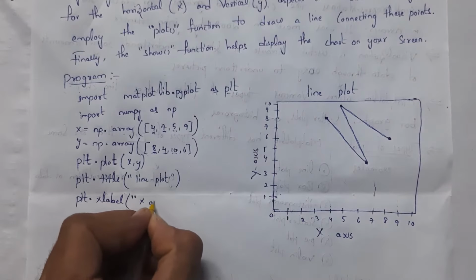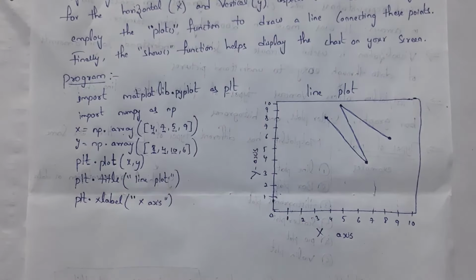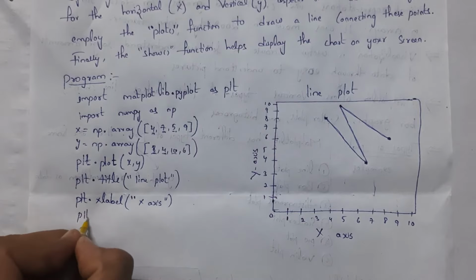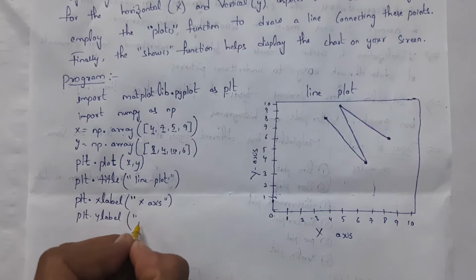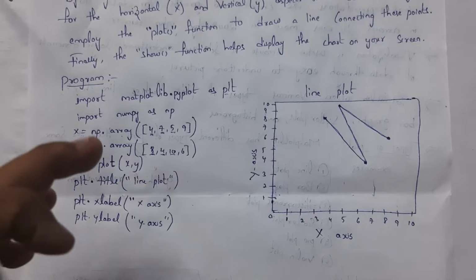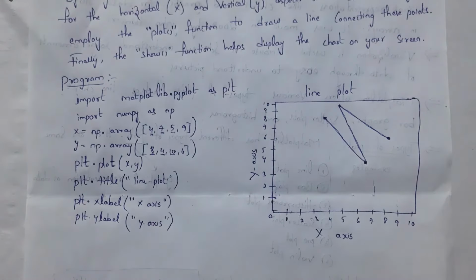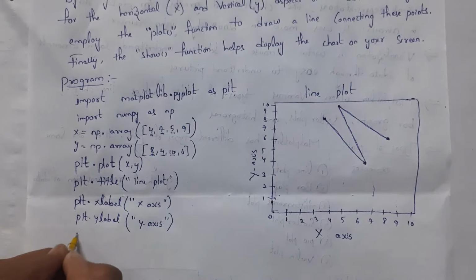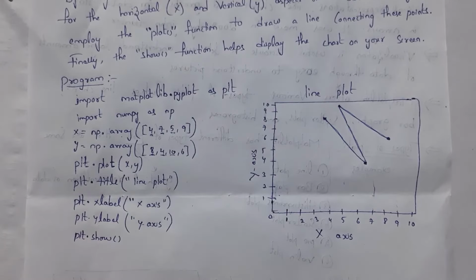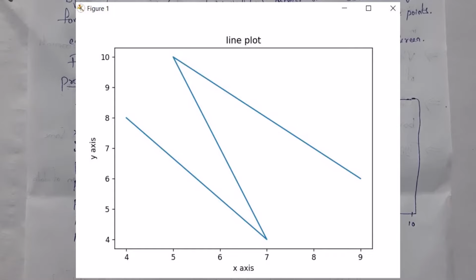So write here x-axis. And similarly write here plt.ylabel. Inside quotations write y-axis. And in order to display this output, you need to use the show method. So write here plt, which is the module name, dot show. By using the show function we can see the output. Guys, this is a simple Python program to create a line plot.